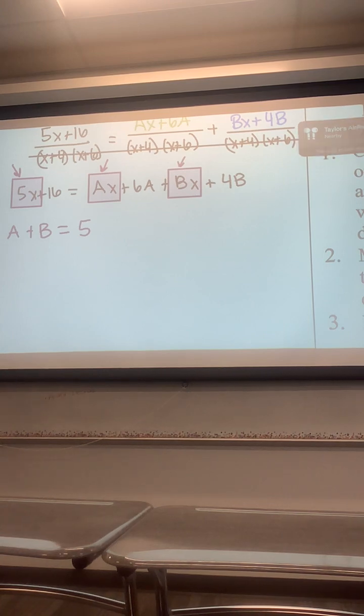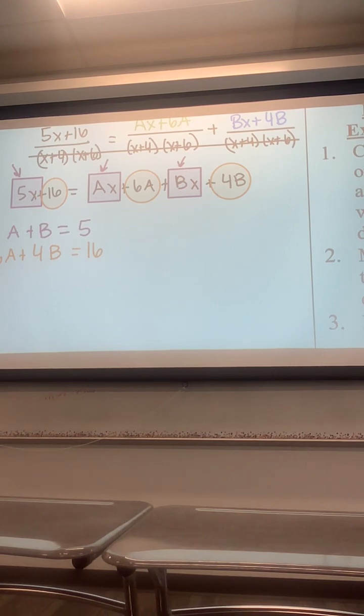Okay, and then we're going to take everything that doesn't have an x, so 16, 6a, and 4b all do not have a variable, right? So we're going to say 16 is equal to 6a plus 4b. I'm going to flip that around, actually. This is where the matrix comes in. This is why we're doing this in the matrix unit. Sajid figured it out. This is a system of equations with two variables, a and b, right? So now all we have to do is solve it, and we're going to do it with a matrix because that's what we're working on right now.